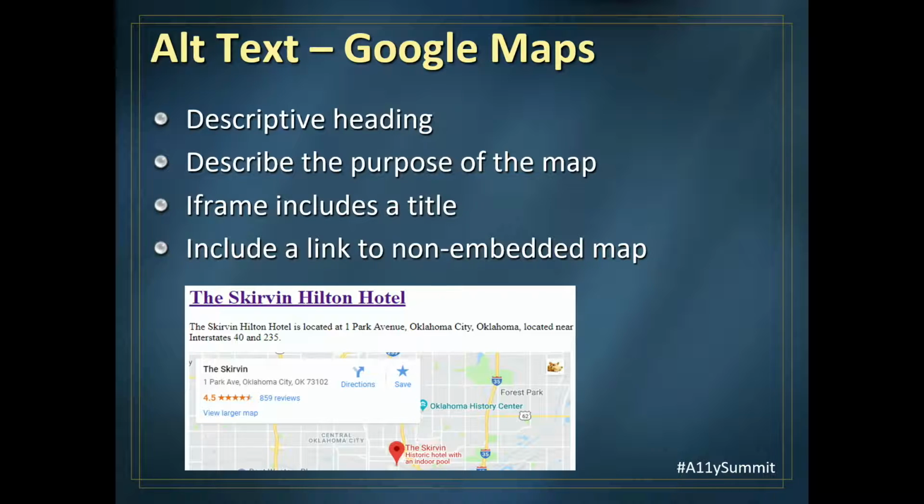A few tips on Google Maps. Give it a descriptive heading. In this case, I described the purpose of the map right above the heading in text format. And iframes, give it a title property, and that's something that a lot of accessibility checkers will check for. Include a link to the non-embedded map. So in this case, I link this heading here to an actual map.